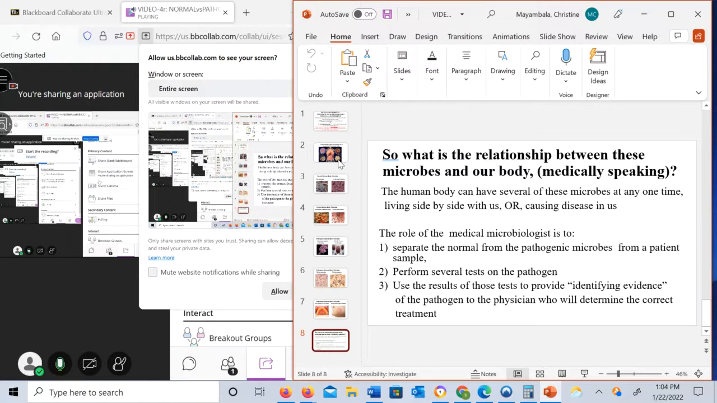They would send that to the pathologist and to the physician with the potential identification of the pathogen they have identified, and based on the information from the microbiology lab, the physician will then decide what kind of treatment to prescribe for this particular infection. So you see why it is so important to understand some basics in medical microbiology.